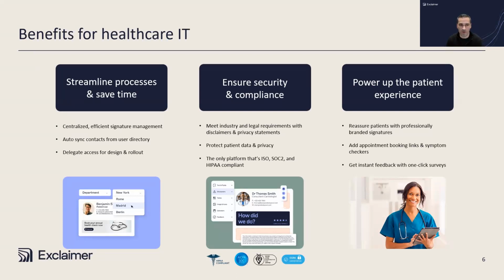So we've talked a lot about streamlining processes and using automation to save time, and really it's that centralized, efficient control of signatures across the organization, knowing that all of the information going out is accurate because it's automatically synced through your user directory, whether it's Active Directory or Google Directory, or whatever platform or backend communication system you use. And as I mentioned before, also delegating some of that access to other people within the organization, for example, on the marketing side, where they can self-serve to make sure that the right information is getting to the right people at the right time, right? So that's a key one.